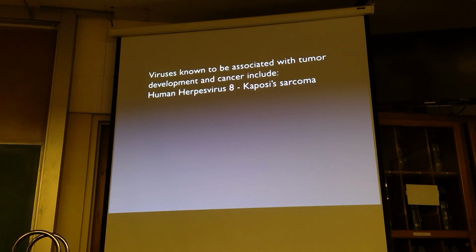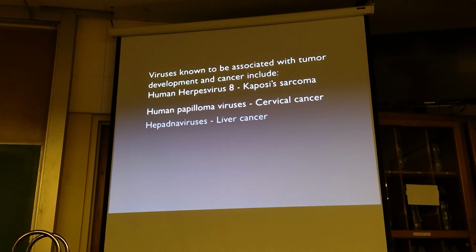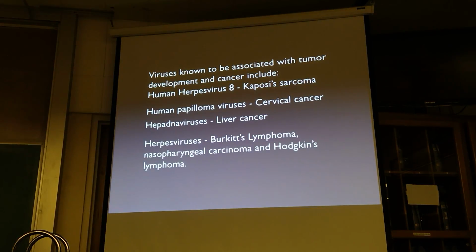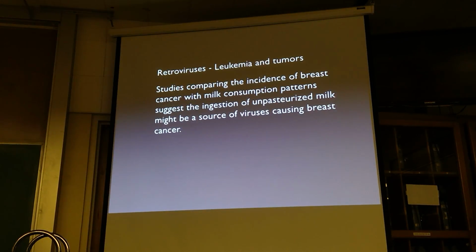It's scary stuff. Anyway, so here are some viruses that are known to be associated with tumor development. The human herpes viruses, Kaposi sarcoma. Human papillomaviruses, the viruses that cause cervical cancer. The hepadnaviruses, not only do they cause hepatitis, they cause liver cancer. Herpes viruses that are the numbers between 3 and 8. So I said you need to know 1, 2, and 3, and 8. But there are human herpes virus numbers in between that cause Burkitt's lymphoma, nasopharyngeal carcinoma, Hodgkin's lymphoma, etc. You don't need to know their numbers. And then the retroviruses that cause HIV can also cause leukemia, and they can cause tumors in other parts of the body.